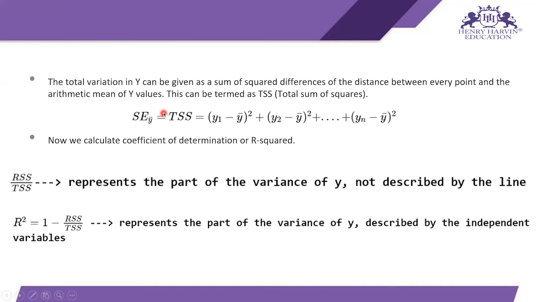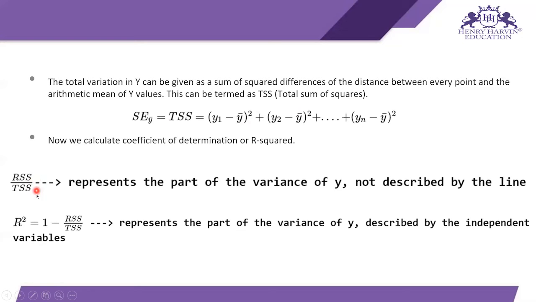The total variation in Y can be given as the sum of squared differences between every point and the arithmetic mean of the Y values. This can be termed as TSS, total sum of squares. So after calculating the TSS, now we calculate the coefficient of determination, R squared.